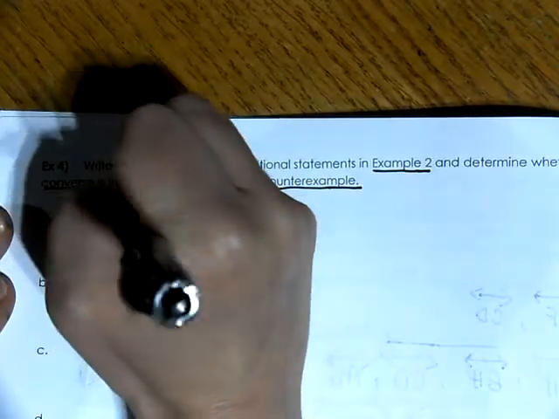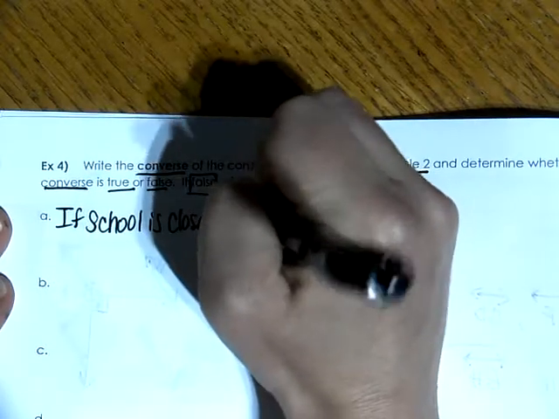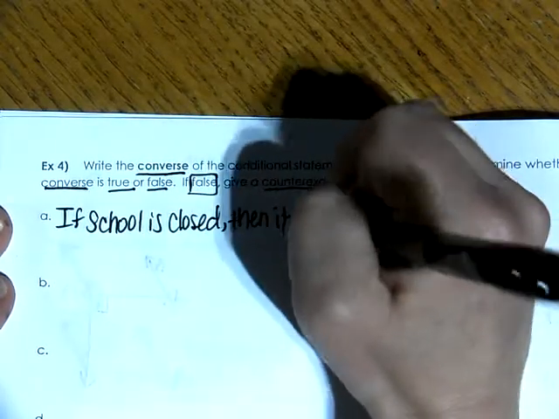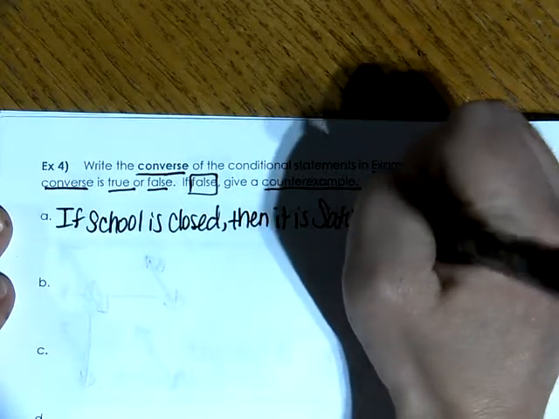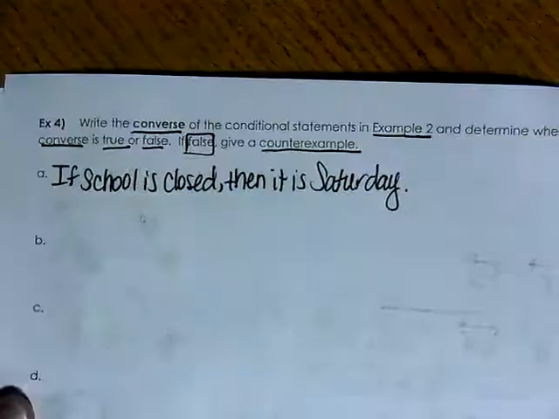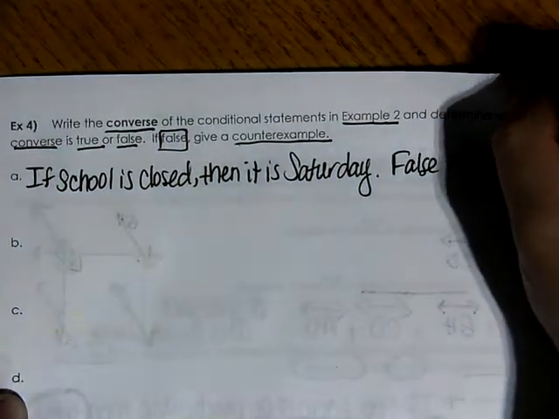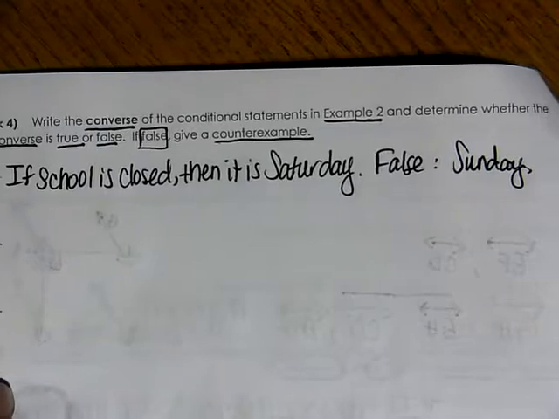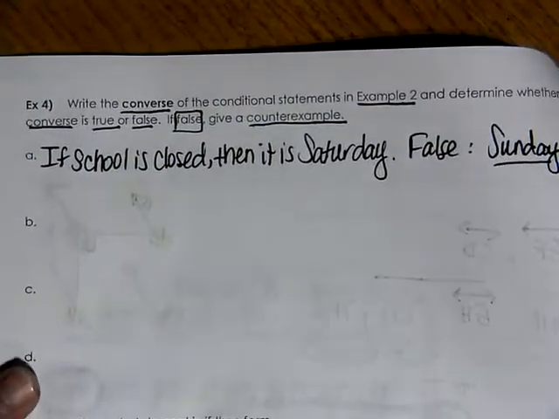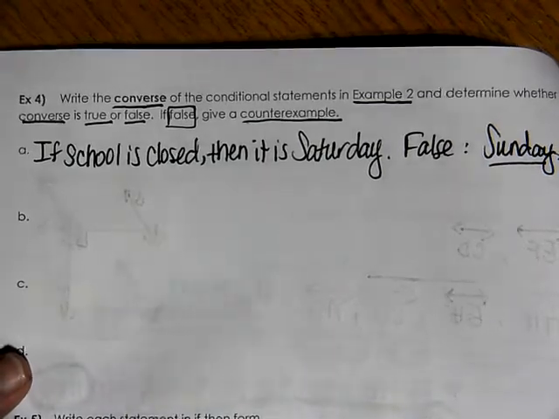So that's what we would say. If school is closed, then it is Saturday. True or false? This is the converse. We flipped around our if-then statement. And I'm going to say it's false, with my counterexample being Sunday. School is also closed on Sunday. So there's my counterexample. That statement cannot be true. Let's go ahead and look at letter B.